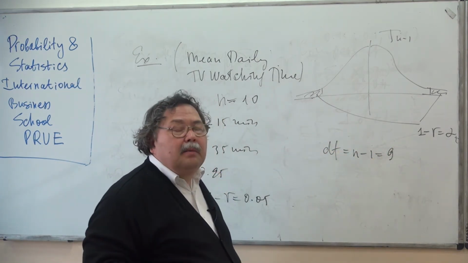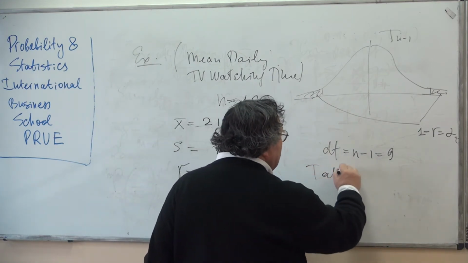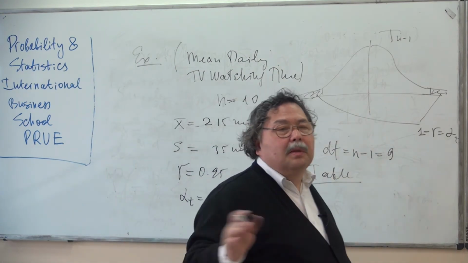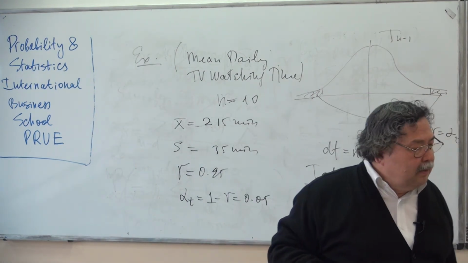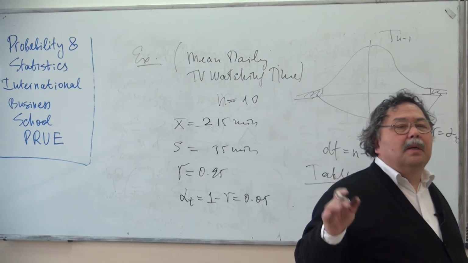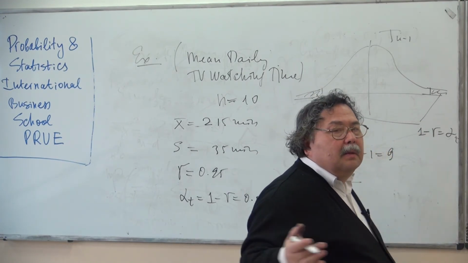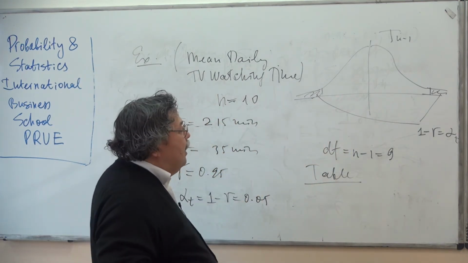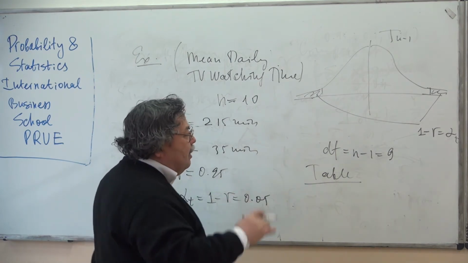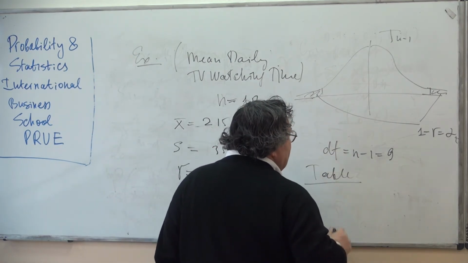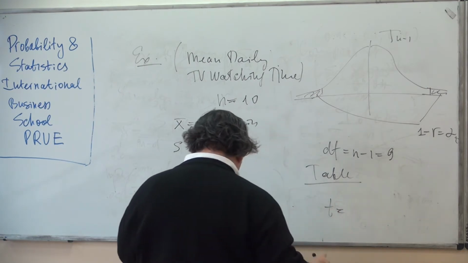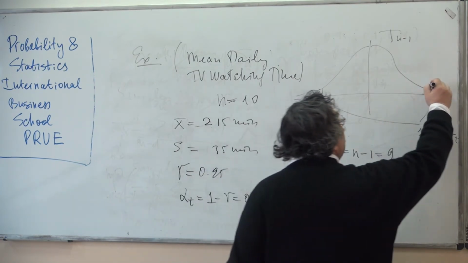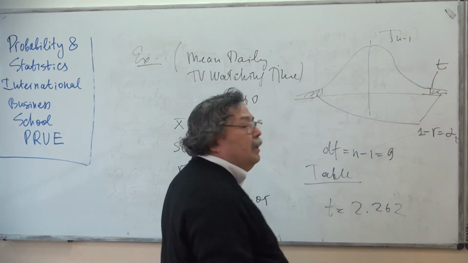And then we consult a table for the t distribution. Of course, now that personal computers are available with all sorts of programs, Excel will provide you with a built-in function for this kind of thing, but conventionally tables are used, and then you get this answer. This is the t that you get.